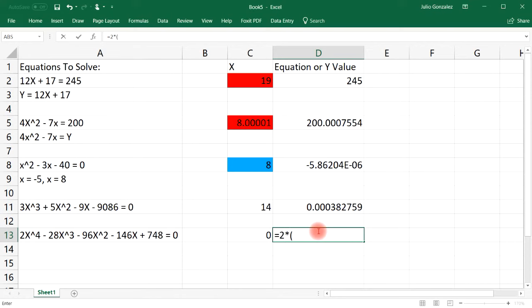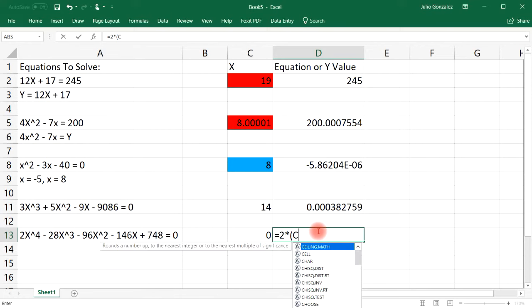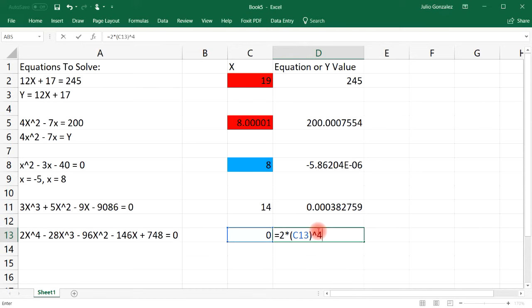times parentheses. In this case, we're changing cell C13. Let's raise that to the fourth power. And then minus 28 times parentheses C13, and this is going to be raised to the third power, and then minus 96 times C13 raised to the second power, minus 146 times C13, and then plus 748.